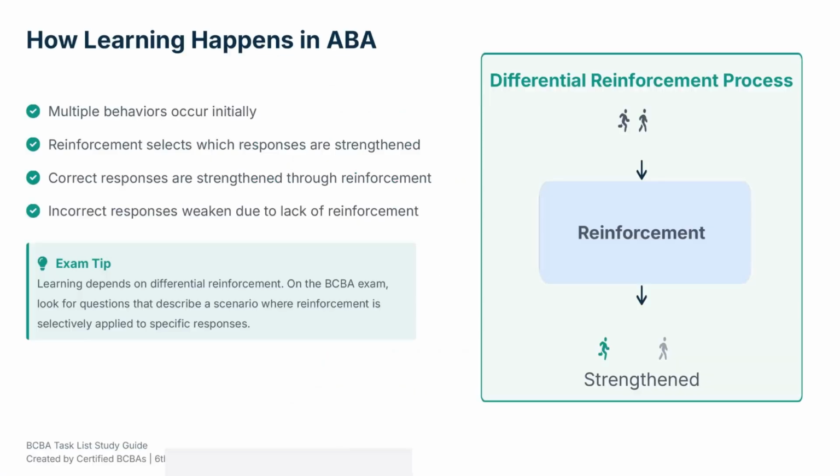To understand response differentiation and stimulus discrimination, we first need to understand how learning typically occurs in ABA. At the beginning of learning, a learner may produce many different responses. Some are correct, some are approximate, and others may be completely unrelated. Through reinforcement, the environment begins to select which responses will become stronger. Responses that produce reinforcement increase in frequency, while responses that do not produce reinforcement gradually weaken. This process is known as differential reinforcement, and it is one of the core mechanisms that drives learning and behavior analysis.